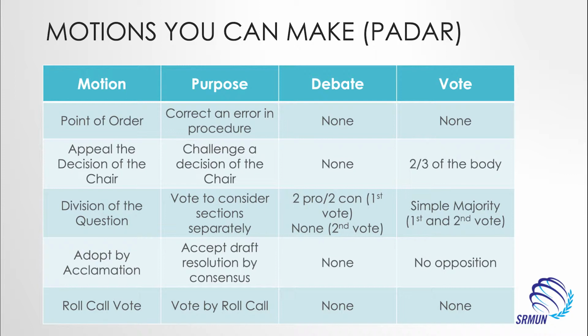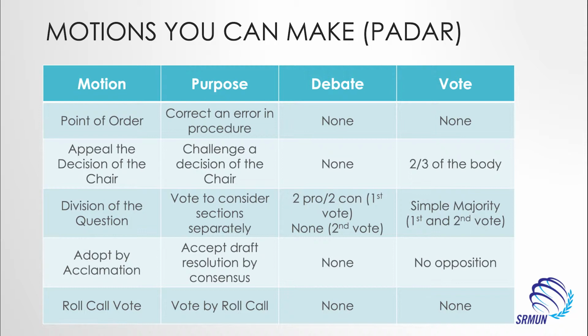So the first one is point of order. That's just to correct an error in procedure. Say if someone misspeaks or something, that does not require any debate and no vote on it. The second is to appeal the decision of the chair, which is basically challenging a decision of the chair. There's no debate needed for this, but it is a 2/3 majority of the body to actually overturn.